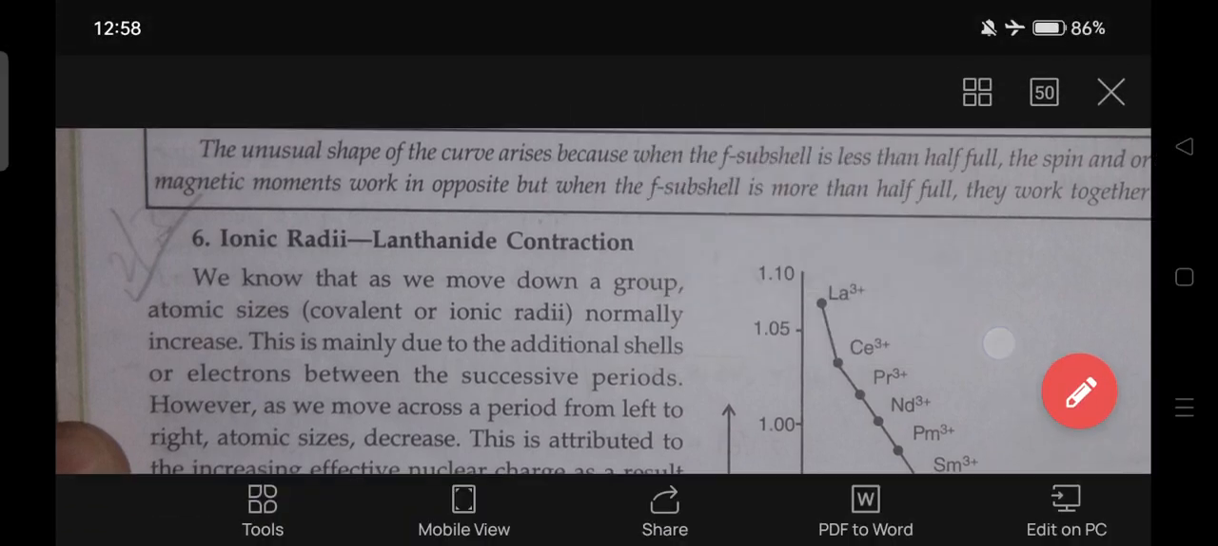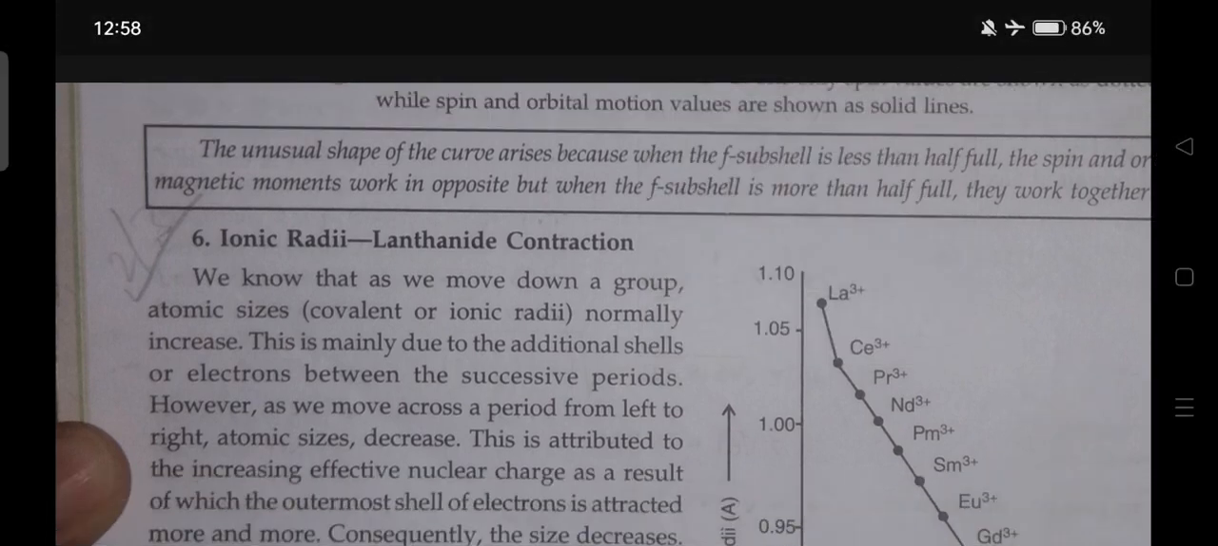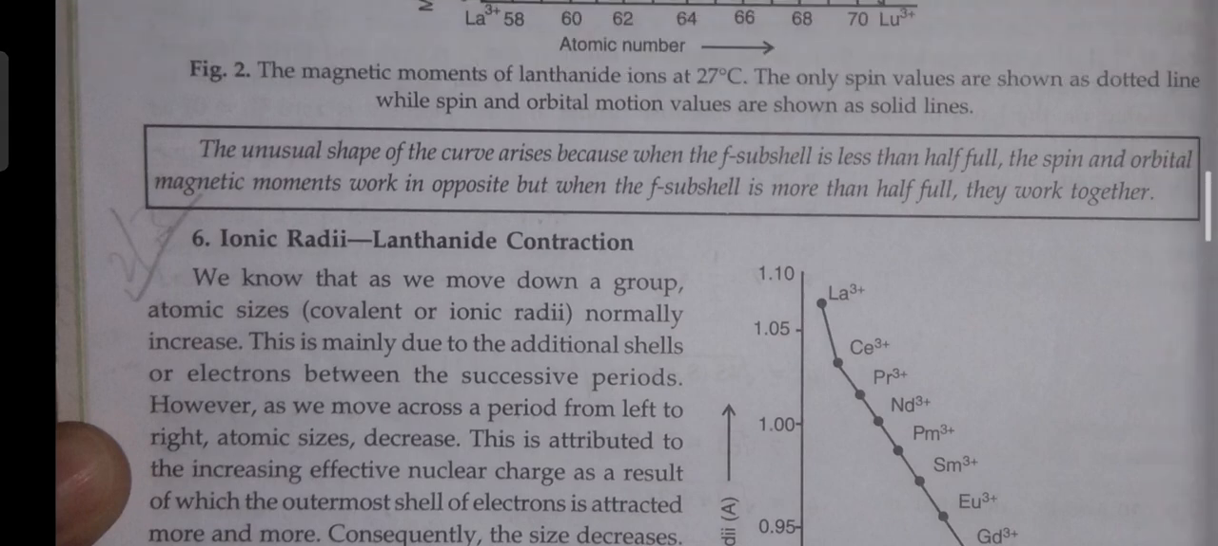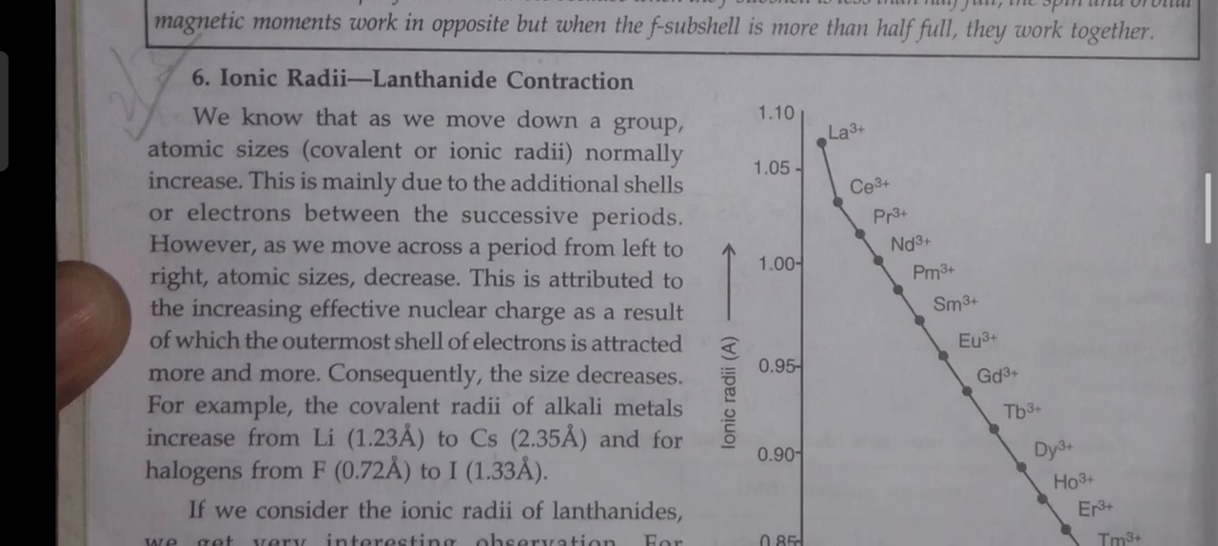The unusual shape of the curve arises because when the f subshell is less than half full, the spin and orbital magnetic moments work in opposition, but when the f subshell is more than half filled, they work together. Ionic radii: the lanthanide contraction.